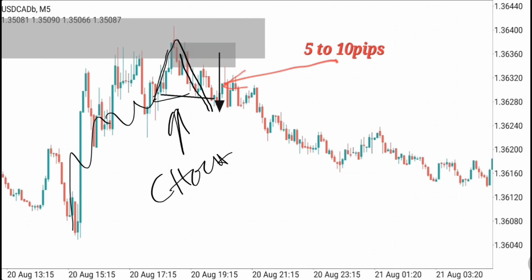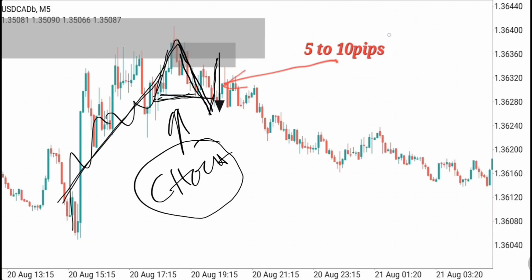Change of character is basically a break of structure that signals a reversal of trend from a zone. Change of character is the first break of structure after price has gotten to a supply or demand zone that signals a change in trend, from a buy to sell, or from a sell to buy. So in this case, the market bought up to the zone, and all these are breaks of structure to the upside. So now the break of structure to the downside is called a change of character in this case. This is a bearish change of character, and now price returns to the zone that caused the bearish change of character.